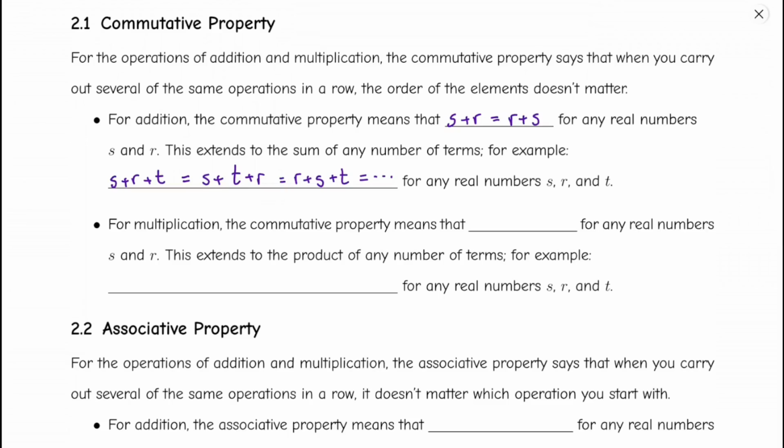For multiplication, the commutative property is very similar. It means that S times R equals R times S for any real numbers S and R. This extends to the product of any number of terms. For example, S times R times T is T times S times R, which is R times T times S. And again, whichever other way you can think of rewriting those three variables.